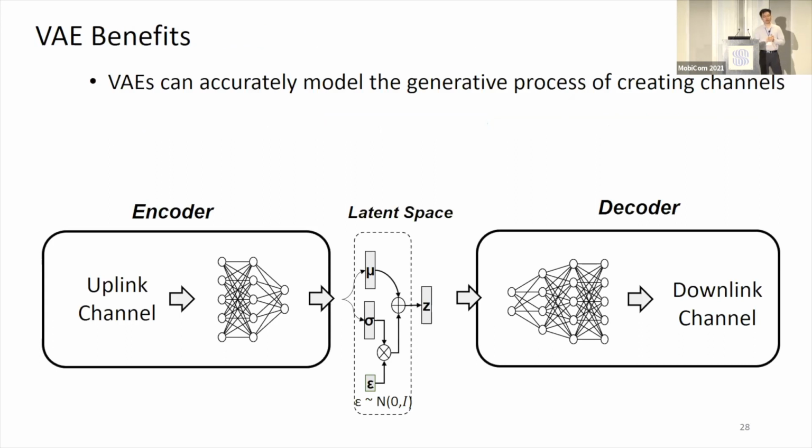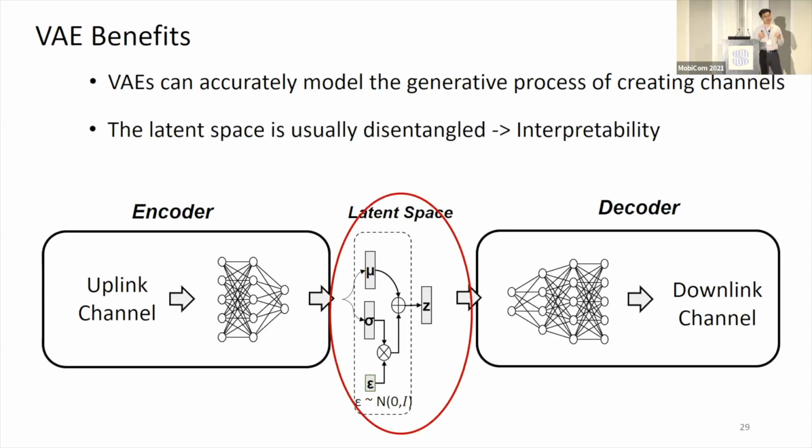The reason why we use VAE is because it can accurately model the generative process of how wireless channels are created. In the past, VAE has already been successfully applied to a variety of generative tasks, such as text generation, image interpretation, and so on and so forth. Besides, the latent space of VAE is usually disentangled and is such a natural candidate to get more insights into what the neural network has learned.